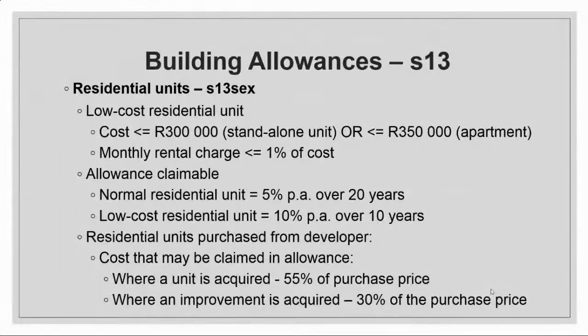If it is a low-cost residential unit, you write it off at 10% per annum over 10 years. Whereas if it does not fall into that low-cost residential unit classification, we write it off over 20 years at 5%. And then that 55% and the 30% also applies to the initial cost of those residential units.